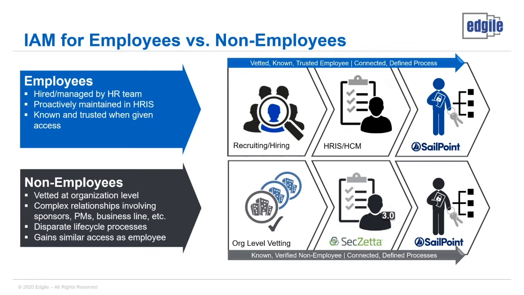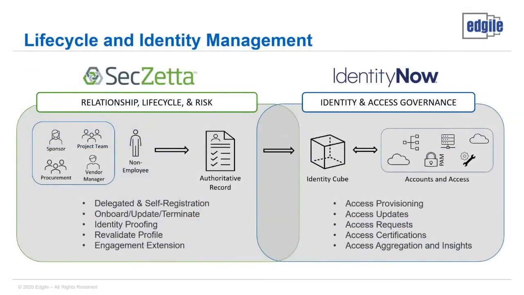So there's another view we can take of this, and this really shows a bit more how SecZetta and Identity Now specifically fit together. SecZetta not only contains all of those life cycle processes that we talked about, but we're also a relationship engine. It's extremely important for non-employees especially to understand who needs to contribute to the life cycle of that non-employee. For an employee, you think, okay, this is a manager, right? A manager contributes to it, or HR contributes to it, and that's pretty much it when it comes to their hiring and transfers and terminations.